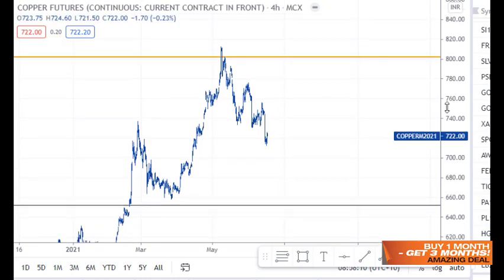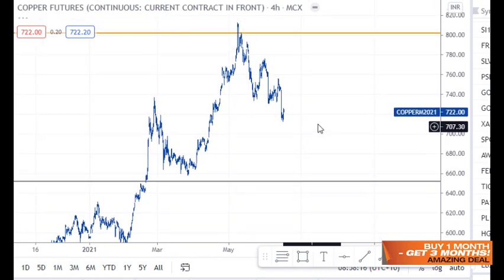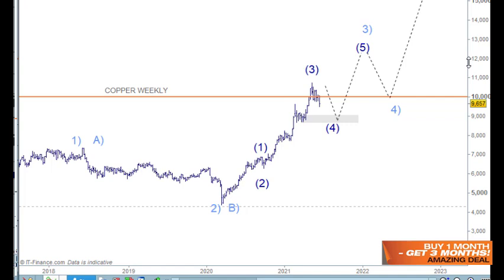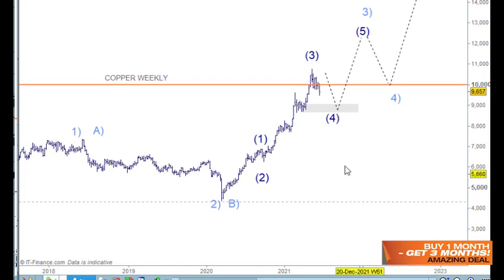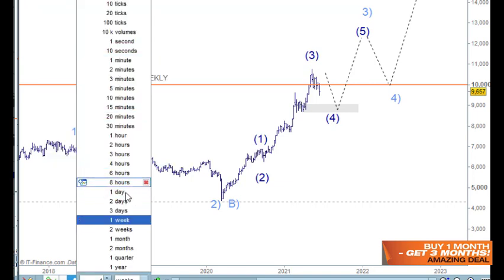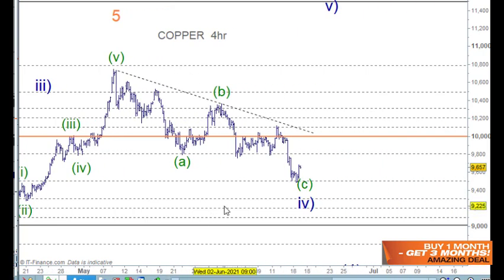So this copper here, continuous current contract, I'm not sure what that's traded on actually. What's this one? It's 10,000. They're all different countries and different things. But yeah, same pattern. So whatever market you're looking at, it's the same pattern. So this is probably going to come down further. If I go to the, was it the 4-hour chart? Yeah. So I was looking at it like this here, as an ABC pattern.